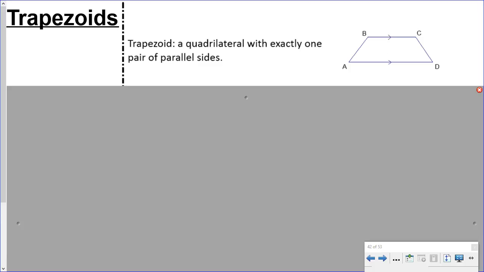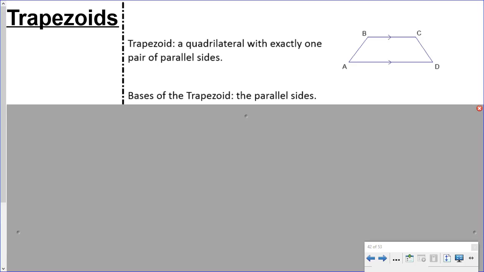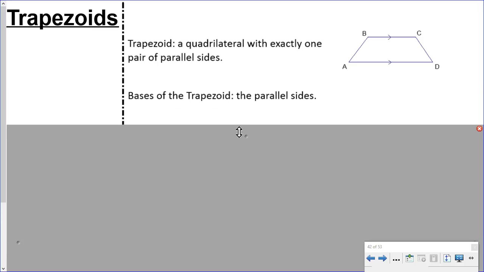So that's different from a parallelogram, which said you had two pairs of opposite parallel sides. Okay. Bases of the trapezoid, the bases of the trapezoid are the parallel sides. So in my example here, what would that be?